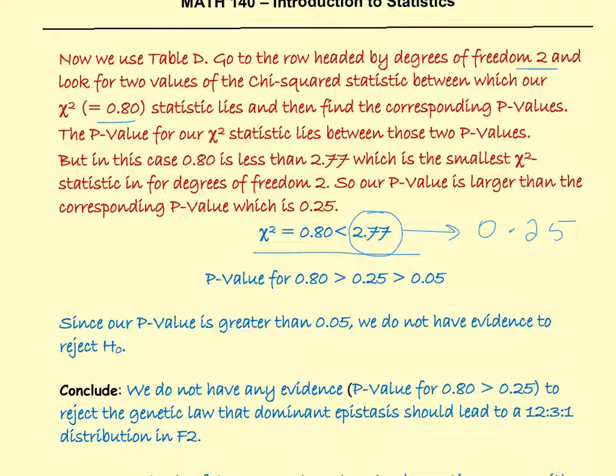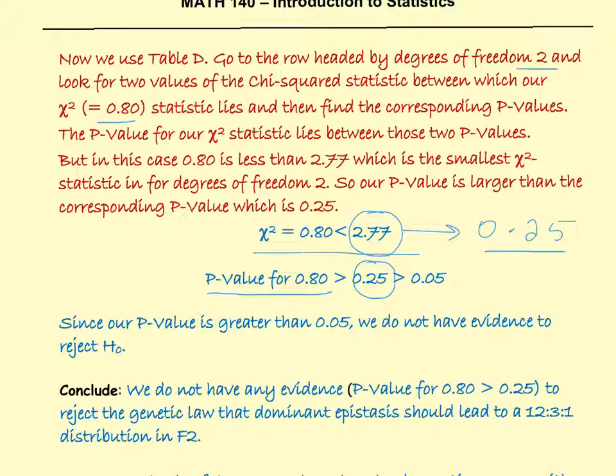Our number lies to the left of it, so our p-value must be greater than the p-value related to 2.77, which is 0.25. So the p-value related to our chi-squared statistic, which is 0.80, is greater than the lowest p-value that you see there, because it's further to the left, which means it is closer to 0. So the p-value gets bigger, so that would make it greater than 0.25.